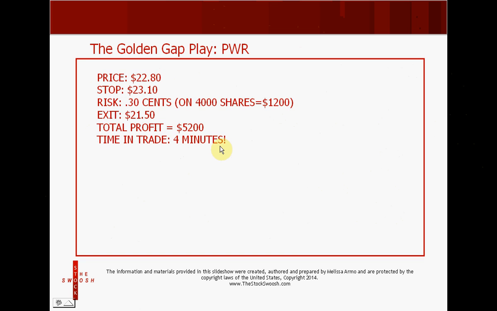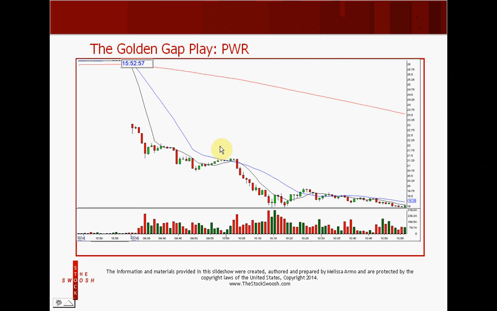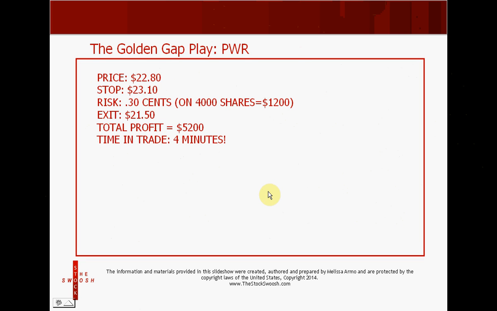So let's go back to it. 22.80 was the very, very, very first time you could have shorted the PWR. If you shorted this right in here, boom, you could have done this and got out immediately. So here's the short. Boom, you're out. You could have been done for the day. Now, as it turns out, it's set up again. But this is a huge amount of money.